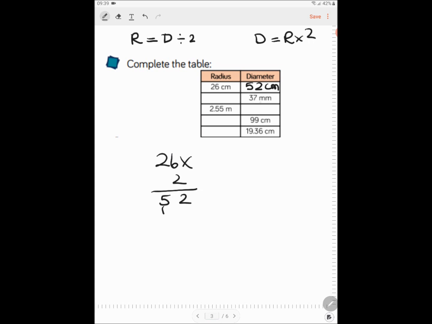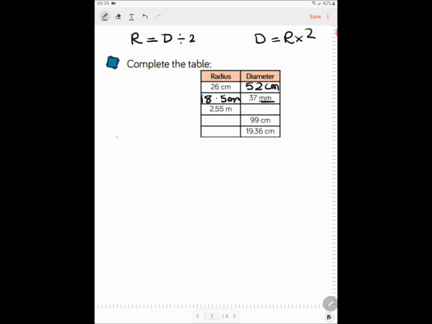Now, if we're working out the radius from the diameter, I've got to divide by 2. So 37 divided by 2. 2's into 3 goes in once, with 1 left over. 2's into 17 goes 8 times, but I've still got 1 left over. 2's into 10 go in 5 times. So on this particular one, note the change in unit of measurement, it would be 18.5 millimetres.